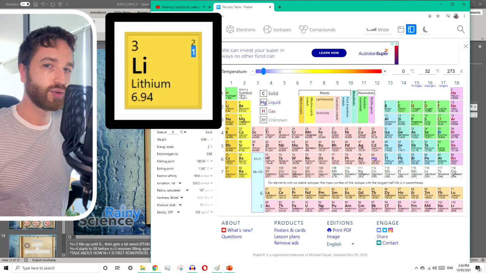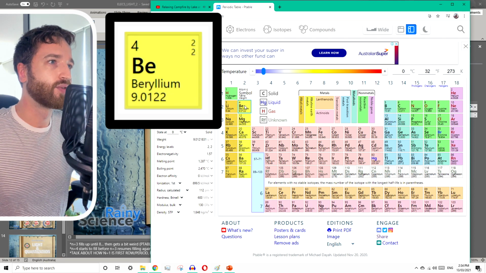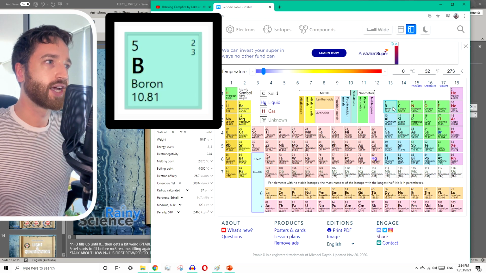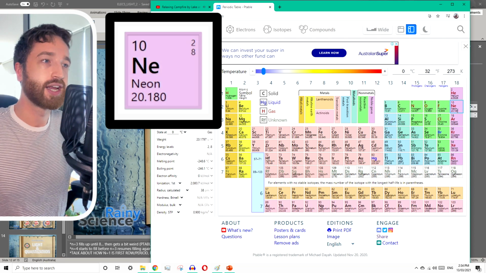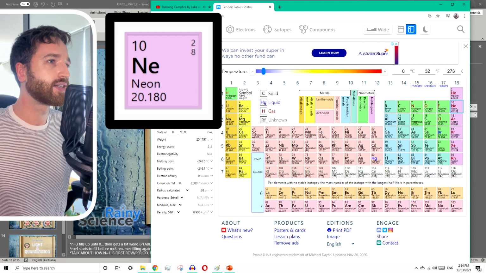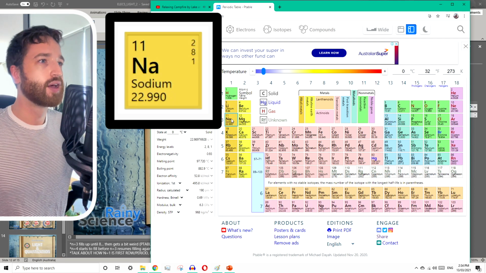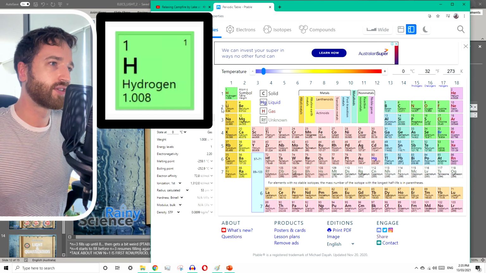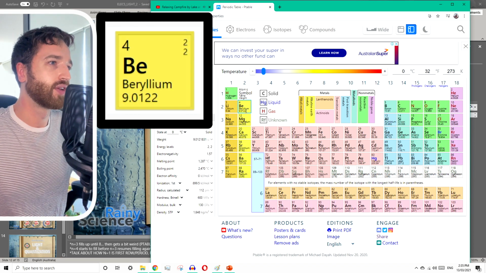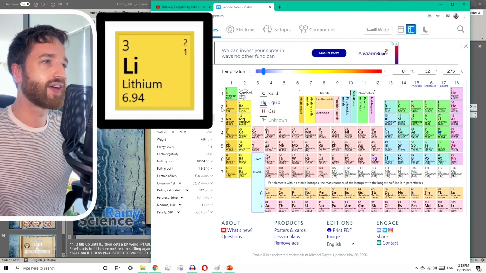And now n equals 2 is starting to fill up. So as we move to beryllium, we'll see that that goes to a 2. Another electron goes into n equals 2, etc., all the way up to neon. Now we have 2, 8, sodium, 2, 8, 1. The third is now being filled. This is a great way to quickly see which is the valence shell. So for lithium, beryllium, all the way to neon, the second is the valence shell.